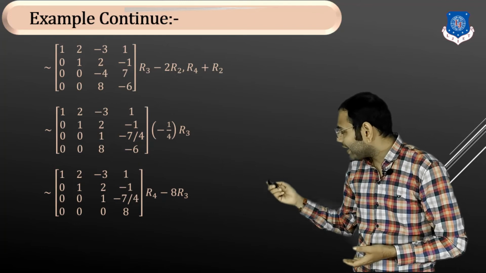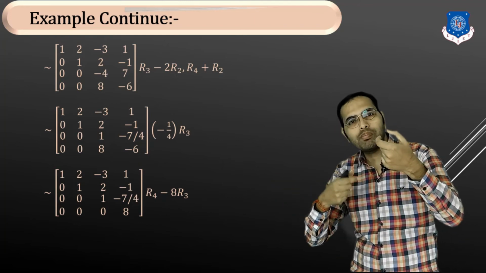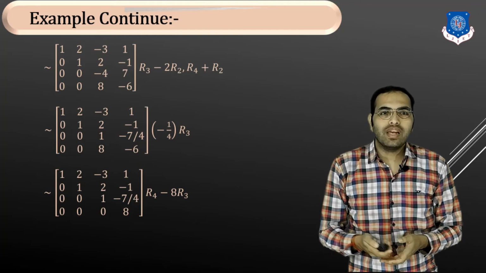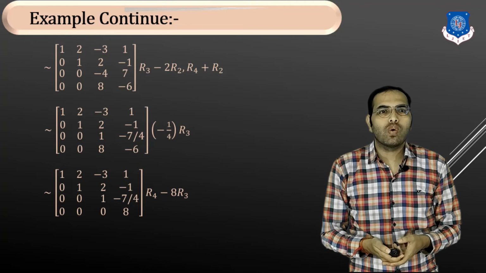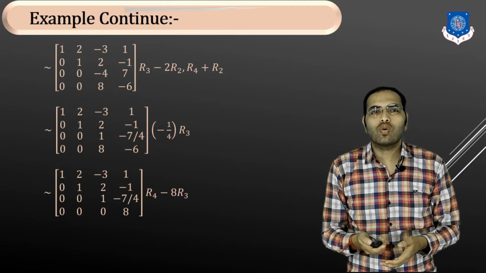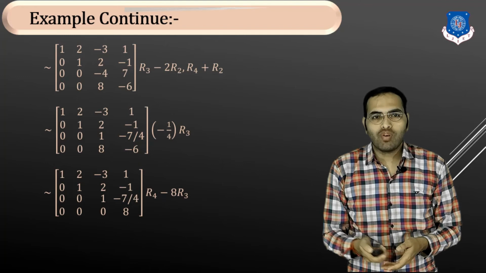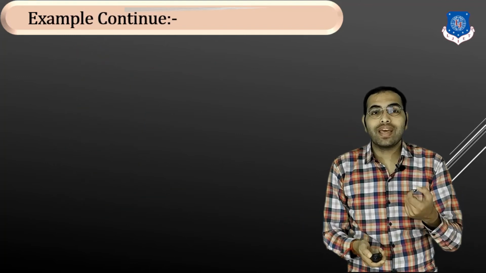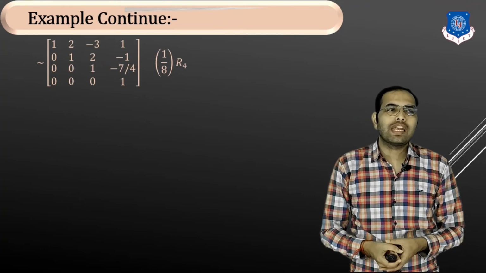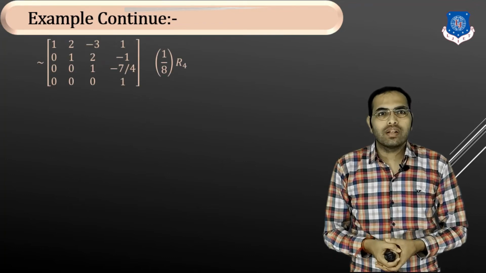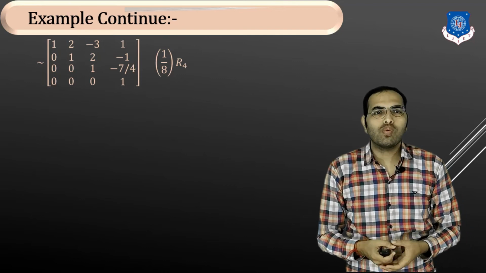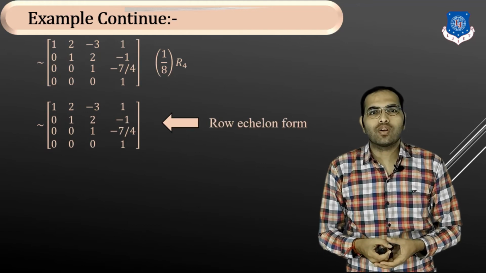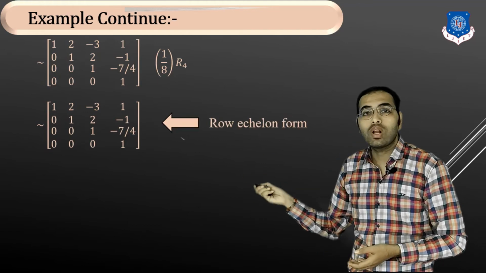Now, with the help of that leading element and the bottom side of the element making 0, applying R4 minus 8R3, it will give you 1, 2, minus 3, 1, 0, 1, 2, minus 1, 0, 0, 1, minus 7 by 4, 0, 0, 0, 8. Now, in the last row, making the 8 a 1 by multiplying R4 by 1 by 8, it will give you 1, 2, minus 3, 1, 0, 1, 2, minus 1, 0, 0, 1, minus 7 by 4, 0, 0, 0, 1. That is our row echelon form.